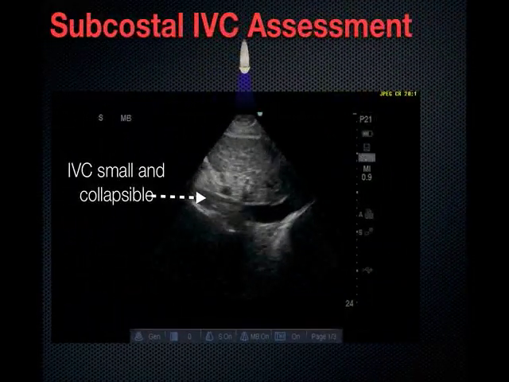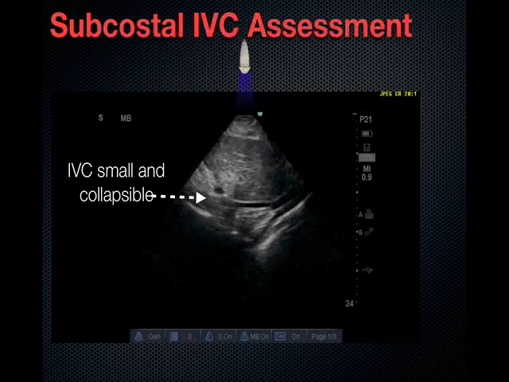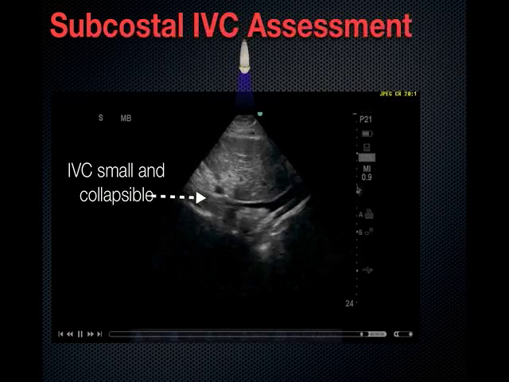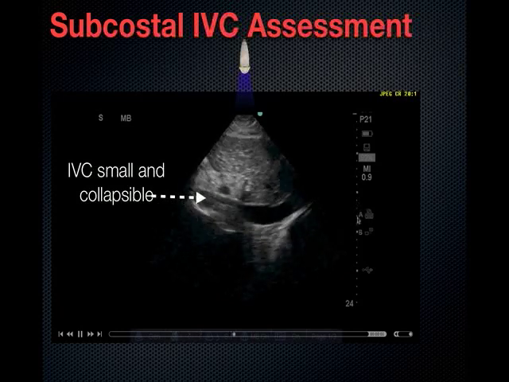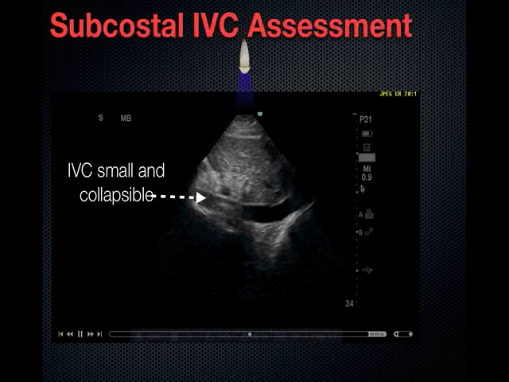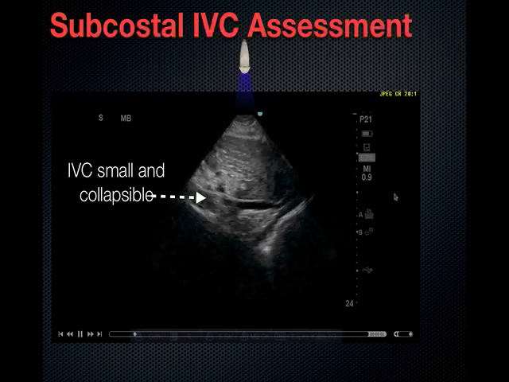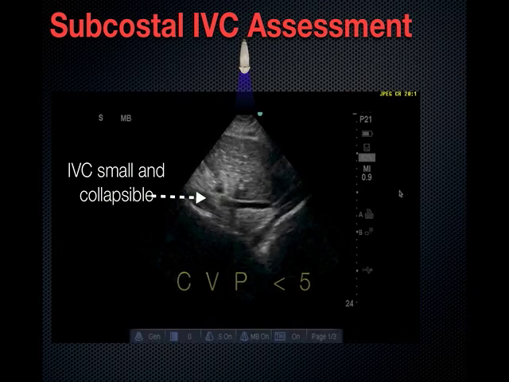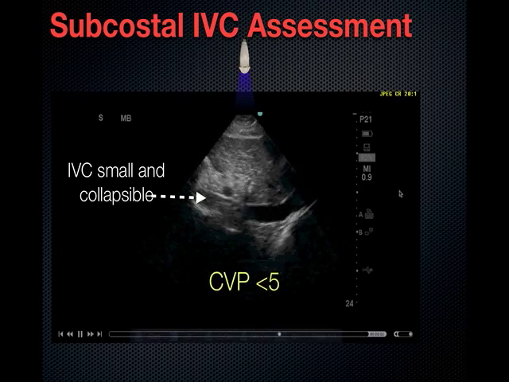So here you can see the IVC is small and collapsible. On this side over here, each one of these marks on the right margin is a centimeter. So you can see that this IVC is about 2 centimeters, but collapses almost 100% during respiration. So we would say that this CVP is less than 5, likely.